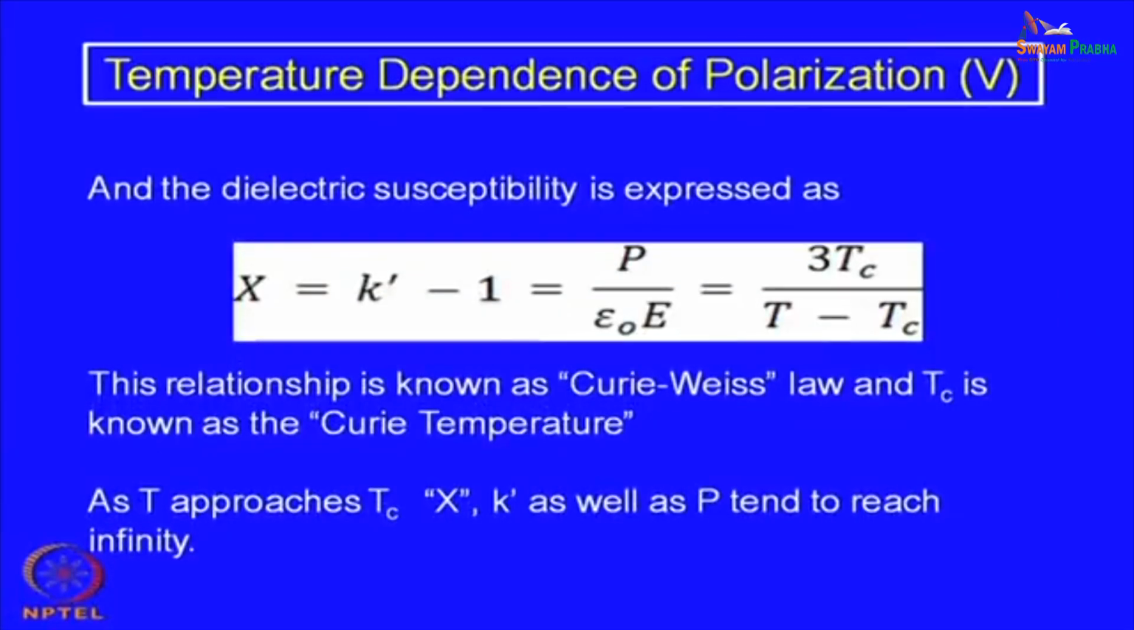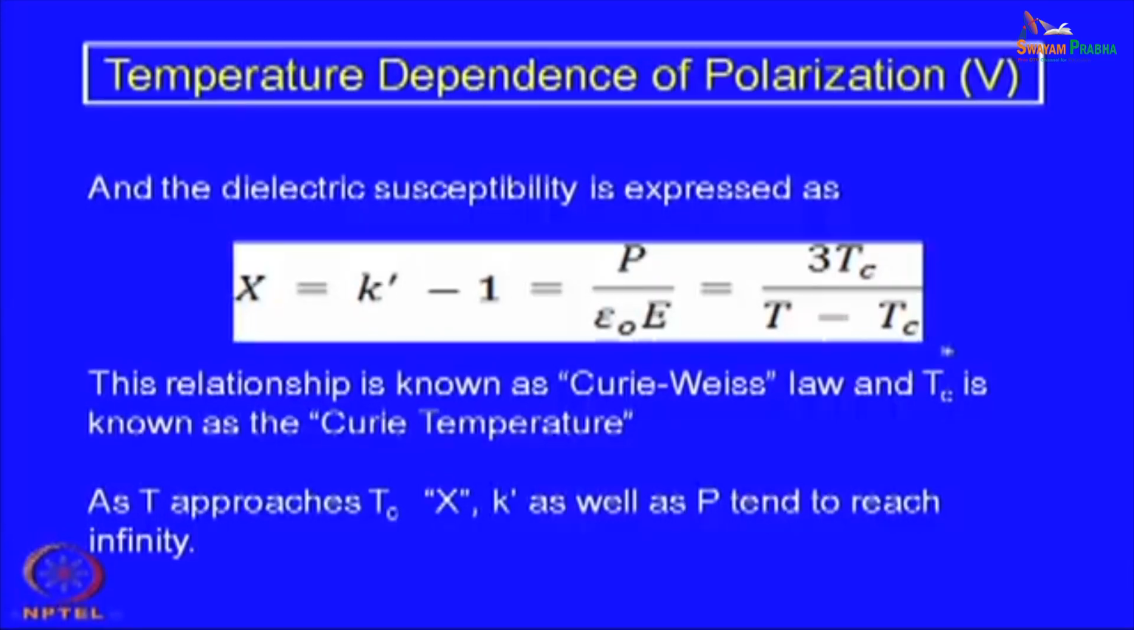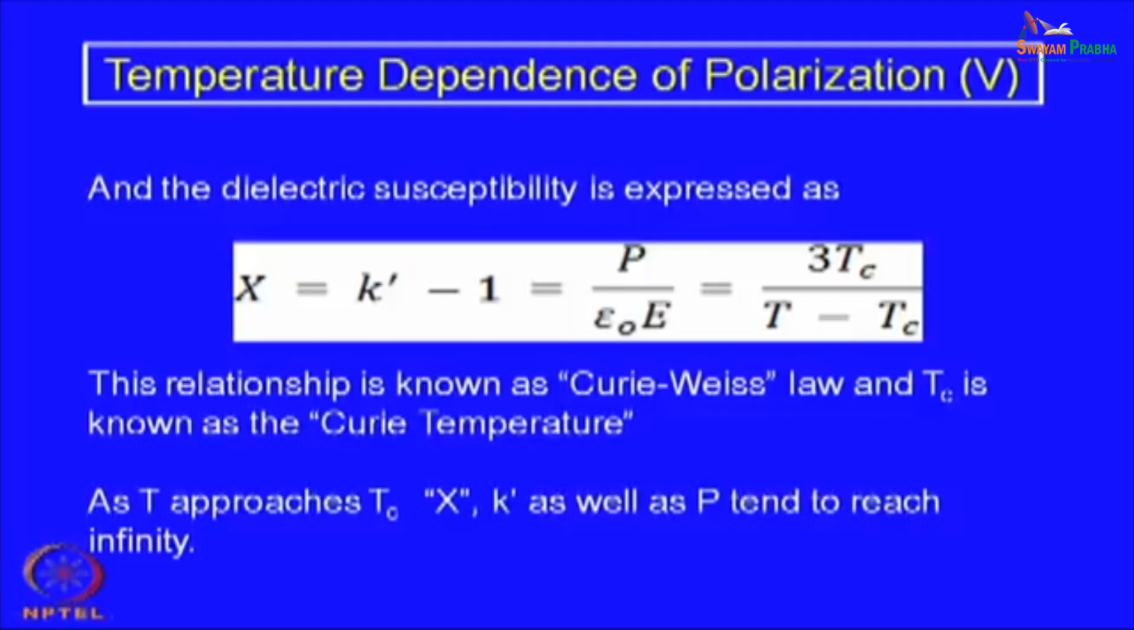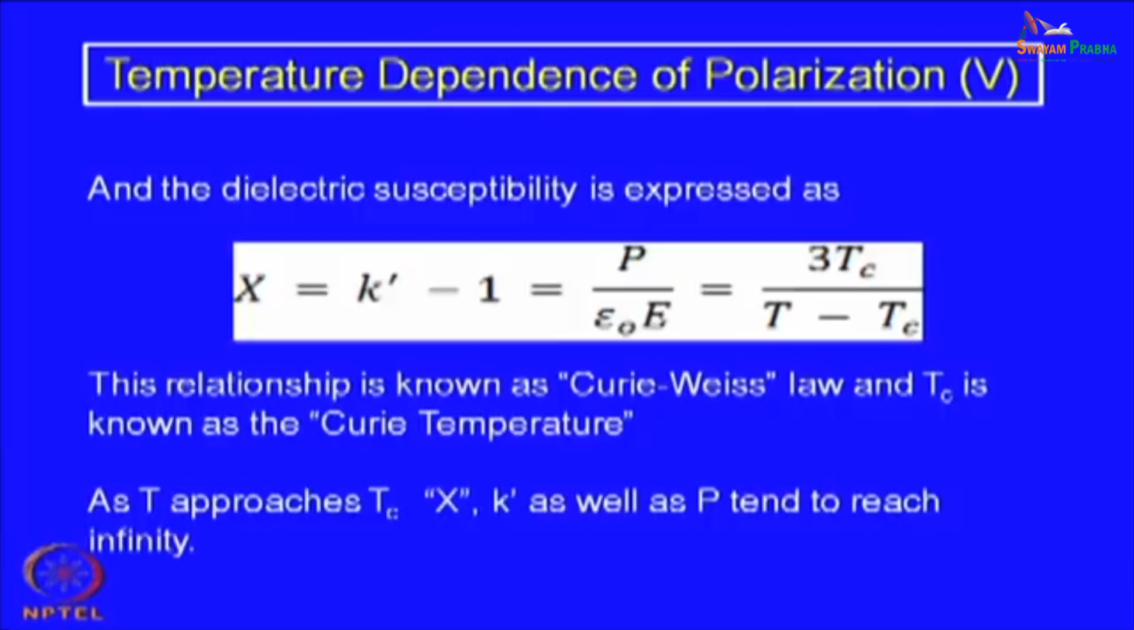And therefore, one can write the chi, the susceptibility, the dielectric constant and the polarization. These are related to each other and also related to this expression, 3 T c by T minus T c. This is the critical temperature and T is the real temperature, any variable temperature, and T c is the particular characteristic temperature of the ferroelectric material. This relationship is known as the Curie-Weiss law and T c is known as the Curie temperature. This is another very important characteristic of ferroelectric material. All ferroelectric materials follow the Curie-Weiss law and also have a critical temperature known as the Curie temperature.